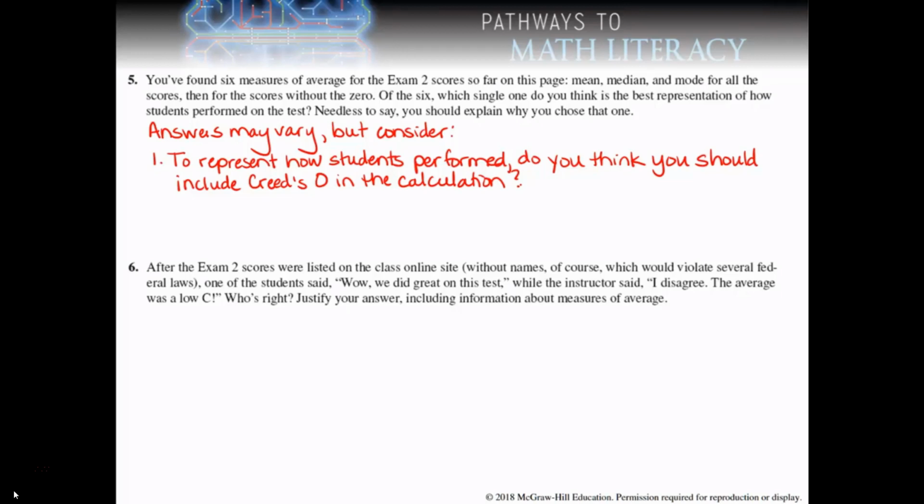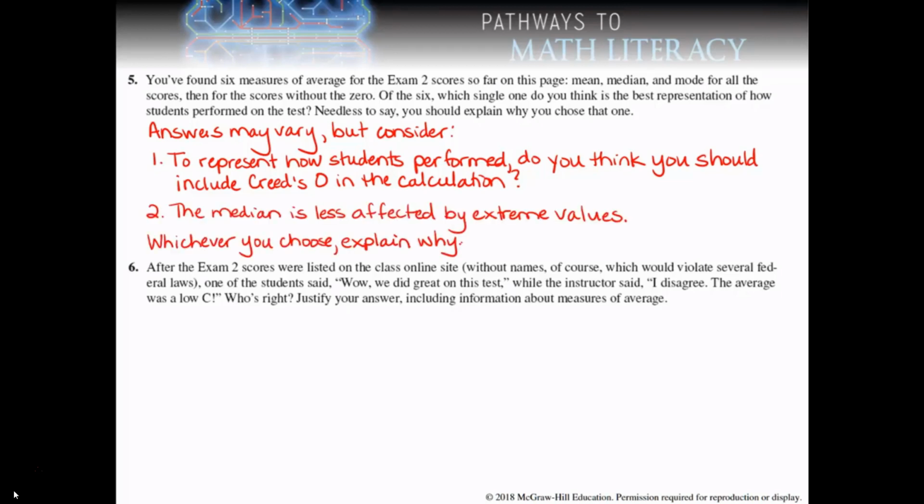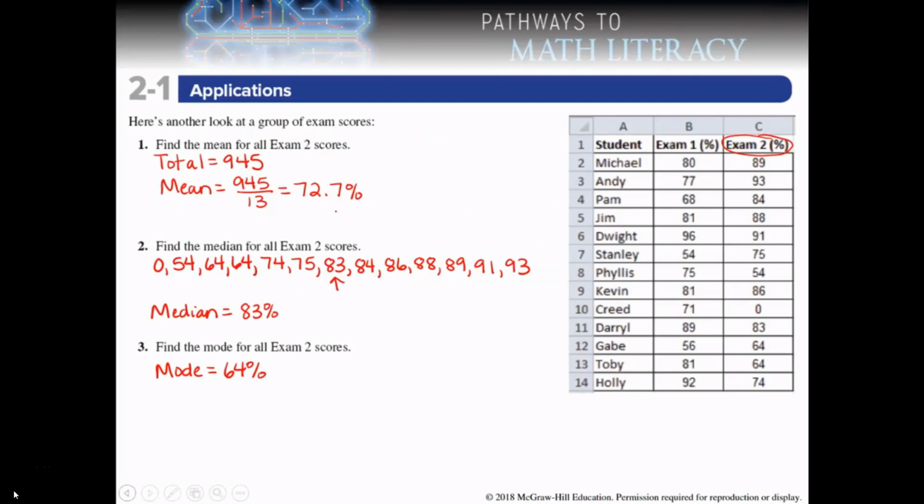In number 6, after the scores were posted, the instructor says that the average was a low C, so it wasn't so great. Do you think that's accurate? So let's go back and look. That low C claim was the mean with Creed's 0 included. So Creed's 0 is pulling that average down. It's probably not an accurate statement that the class overall scored a low C average. What would be more accurate would be perhaps the median from this calculation or the mean or median without Creed's 0. The median, in fact, didn't change that much. Those measures would give us a high C or a B.